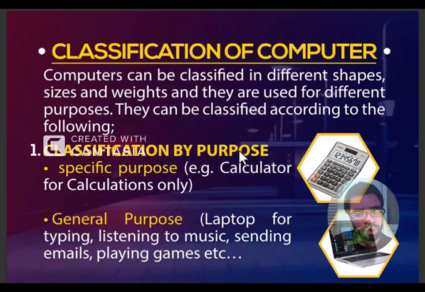A specific purpose example is a calculator. A calculator is only used for calculations. You cannot use a calculator for recording or capturing a picture or image. The calculator is used for only calculations. So this is what is meant by specific. You also have general purpose. The general purpose here is computers that are designed for many purposes. So we can have a laptop for typing, listening to music, sending emails and any other thing.